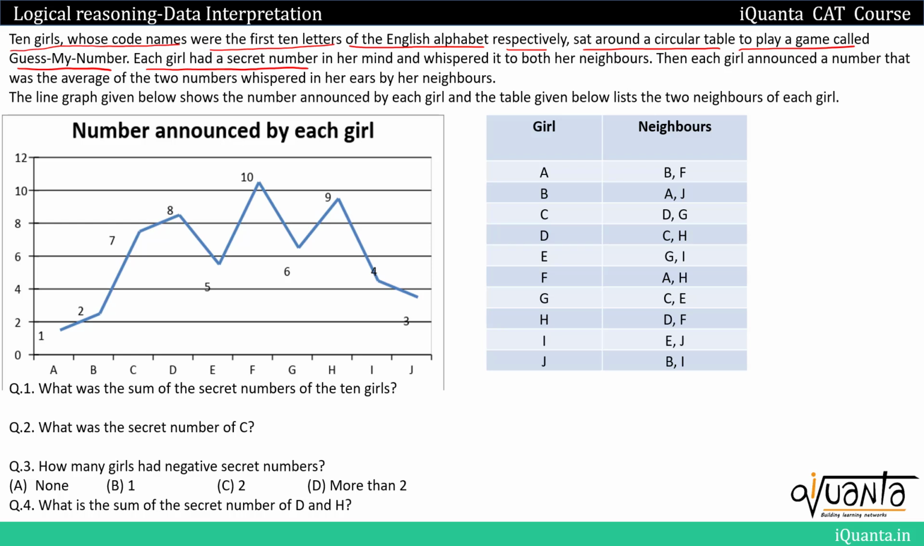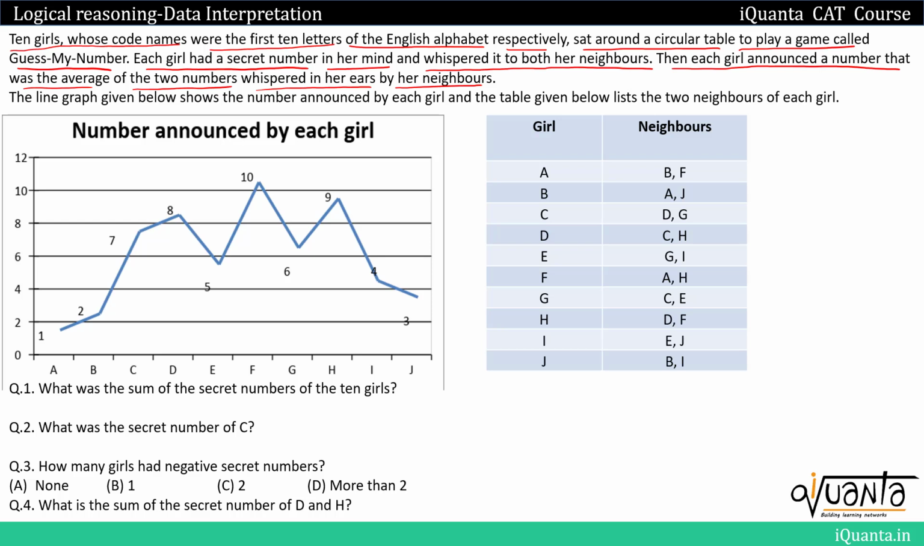Each girl had a secret number in her mind and whispered it to both her neighbors. Then each girl announced a number that was the average of the two numbers whispered in her ears by her neighbors. So basically we have 10 girls and their code names are represented by the first 10 letters of the English alphabet. That means their names will be A, B, C, D, E, F, G, H, I, J. They are sitting around a circular table and they are playing a game called Guess My Number.